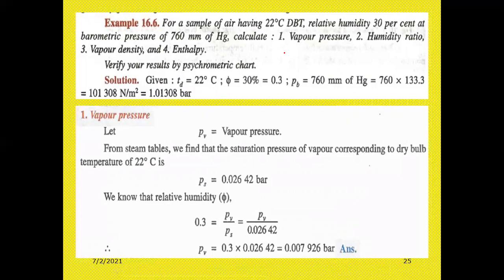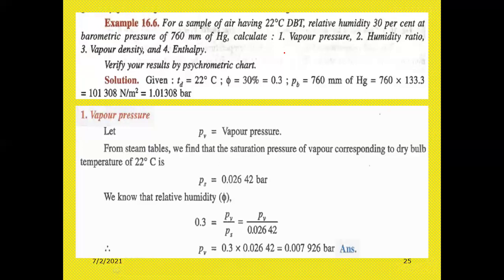Now, given data: TD is equal to 22 degrees, phi value is equal to 30%, that is 0.3. Barometric pressure PB is equal to 760 mm of Hg, that is equal to 760 into 133.3, that is equal to 101308 Newton per meter square. So converting into bar. Now, what is the thing to find? The vapor pressure.